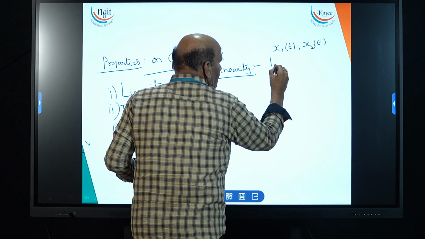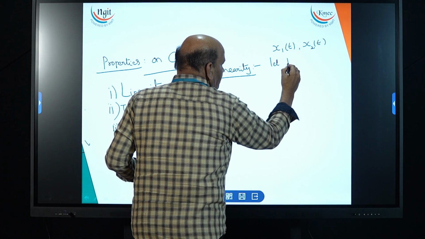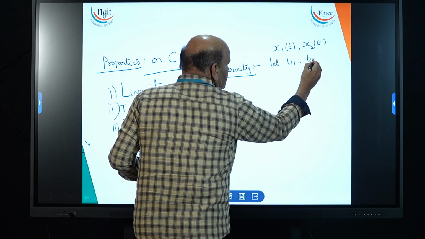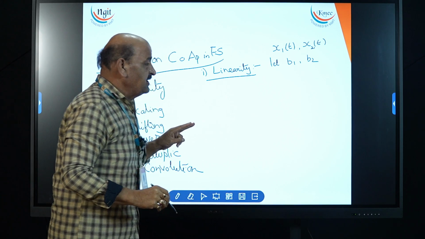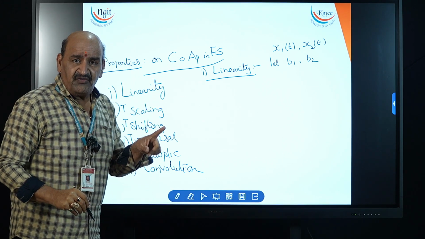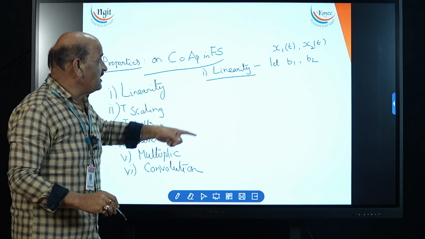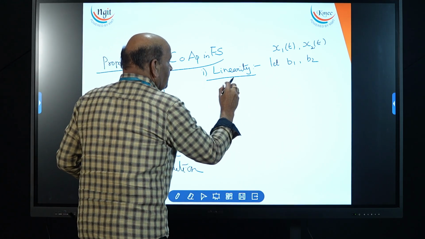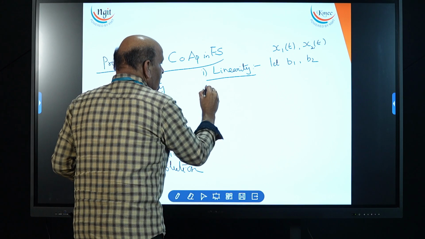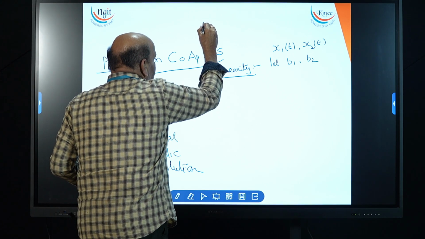And also let 2 coefficients. What are the coefficients? B1 and B2. 2 signals we need. For each signal, 1 coefficient. So 2 signals are there, 2 coefficients are there. So linearity property means what? Now we have to find, what we have to find?